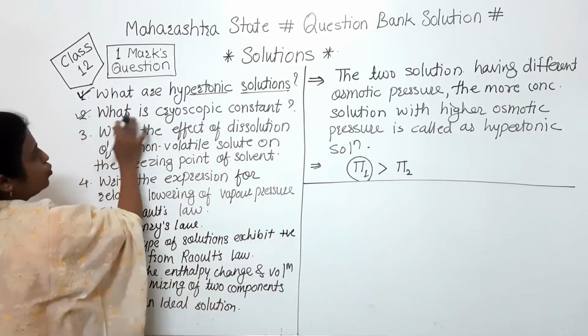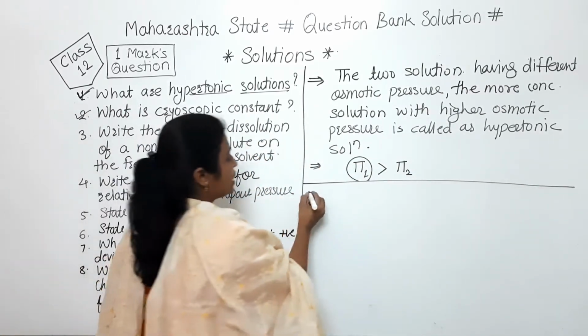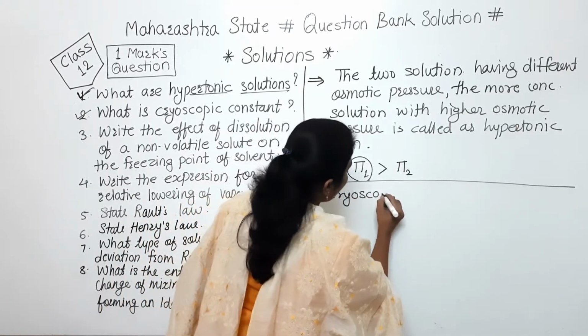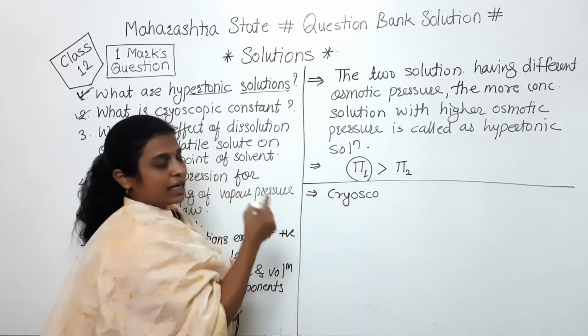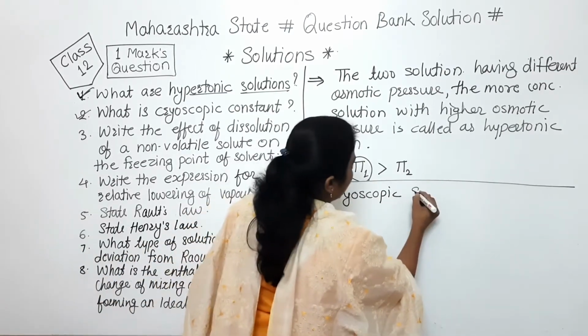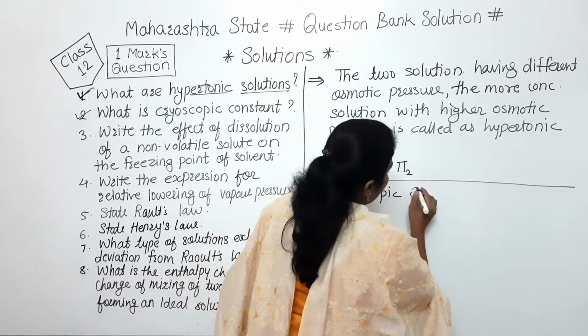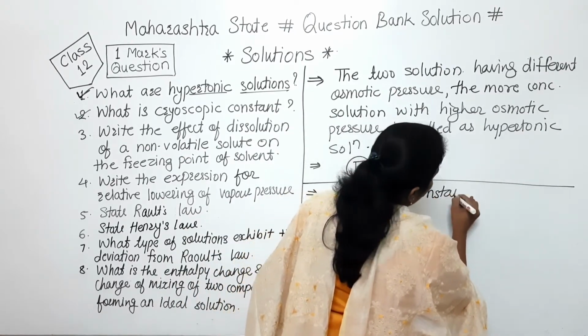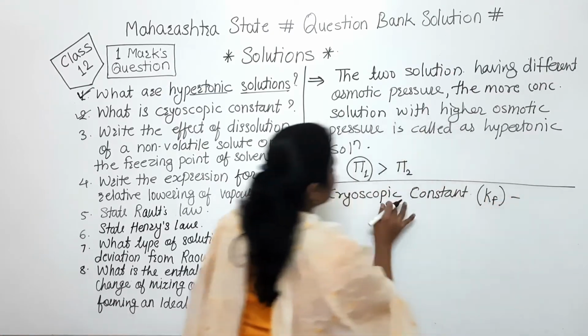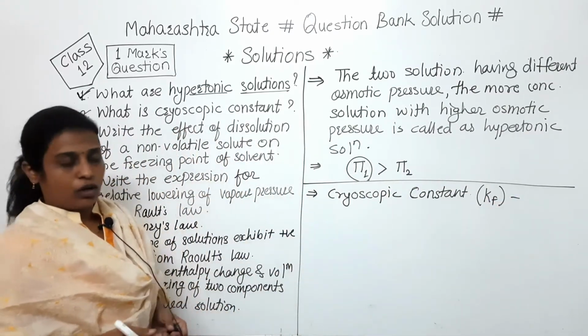Second question is, what is cryoscopic constant? This cryoscopic constant is related to one colligative property, that is the depression in freezing point. And as we know, the cryoscopic constant is denoted by the symbol Kf. Now what is the definition of cryoscopic constant?